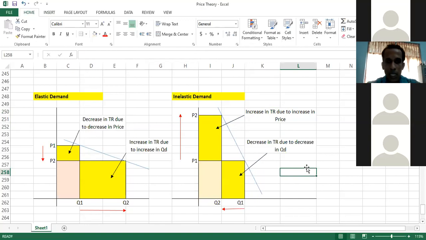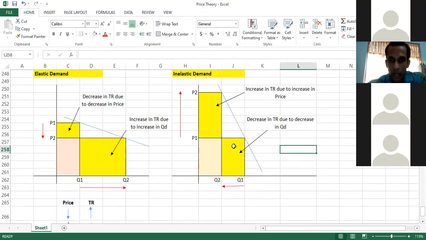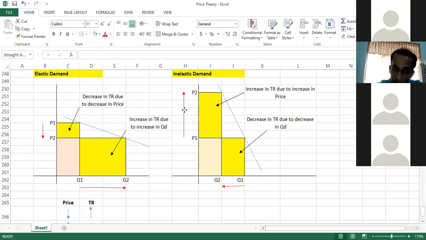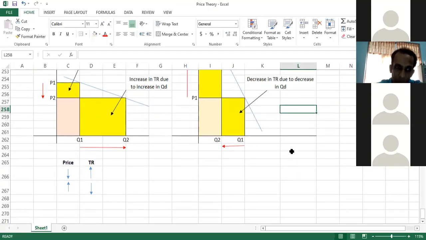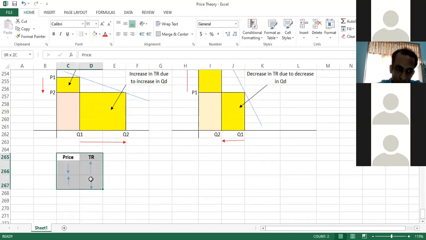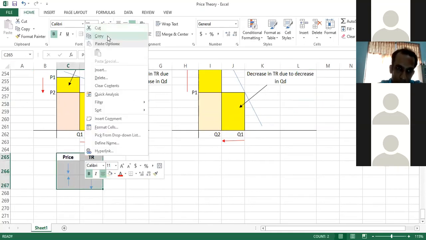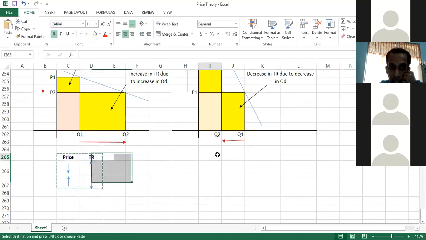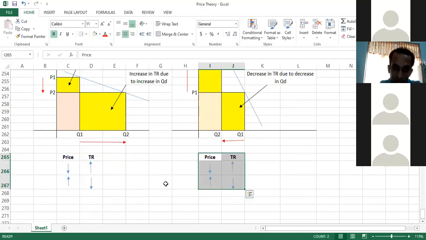Right. So in this case, you can see total revenue will decrease due to the decrease in quantity, but due to the increase in price, total revenue will increase more than that. That means, what is the relationship between price and total revenue in this case? If the demand is elastic, what is the relationship?